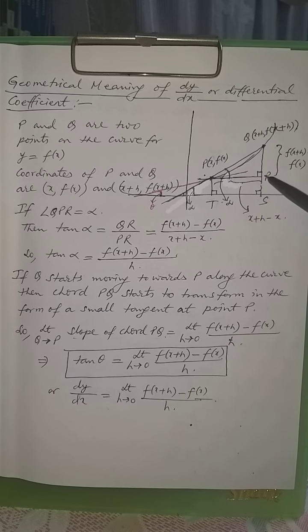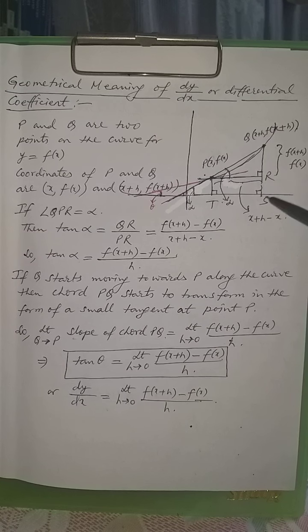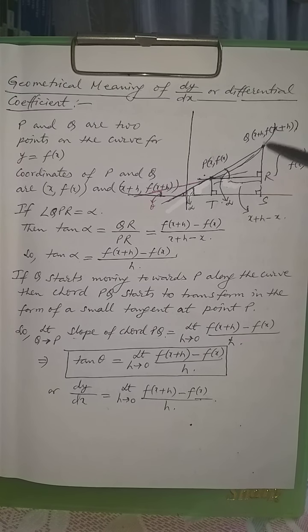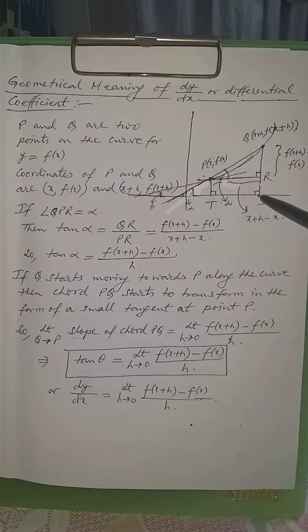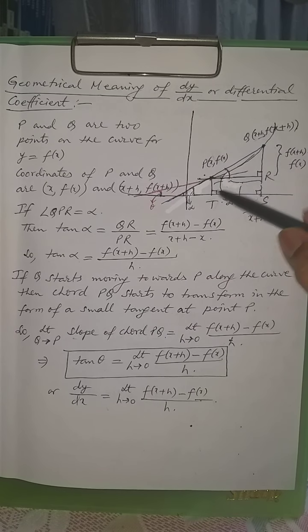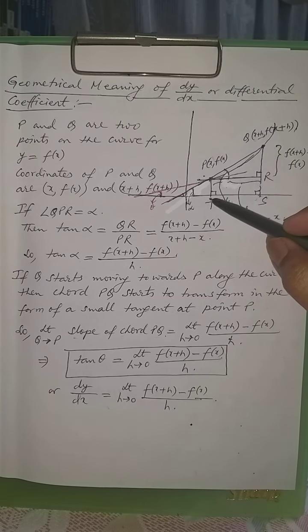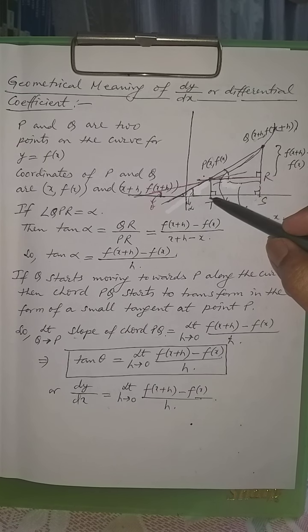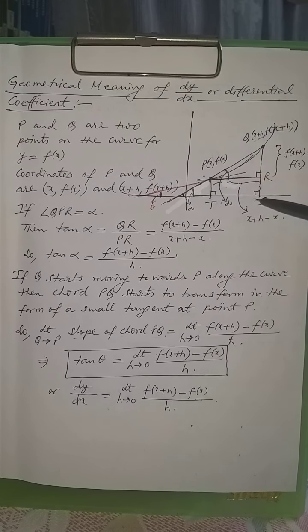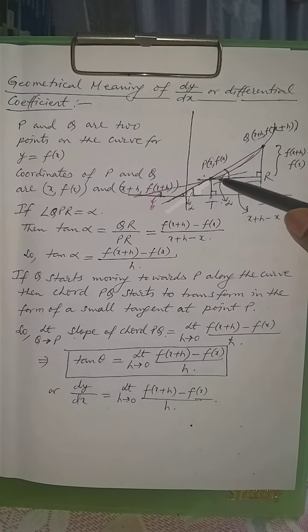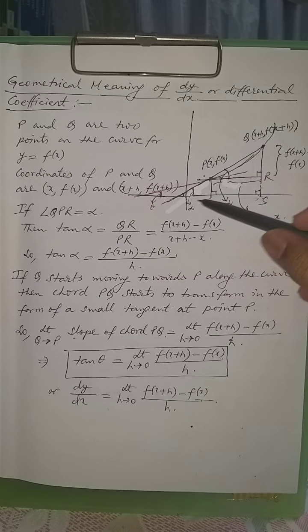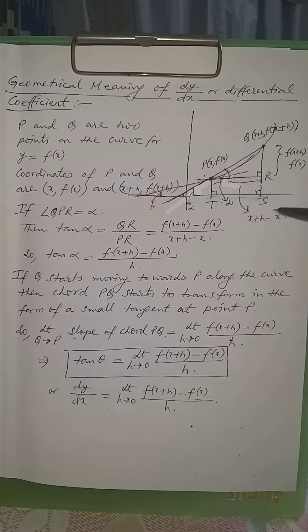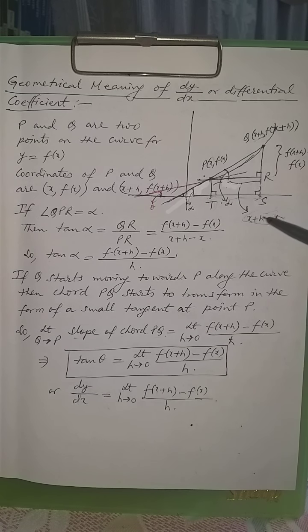Alright, from the simple geometry of the figure, the x coordinate of this point Q is x plus h. From the origin to this S, the total length will be x plus h, and from the origin to the point T this length will be x. So the length TS will be equal to PR, which will be equal to x plus h minus x, that is h, which is what I have written over here, x plus h minus x.